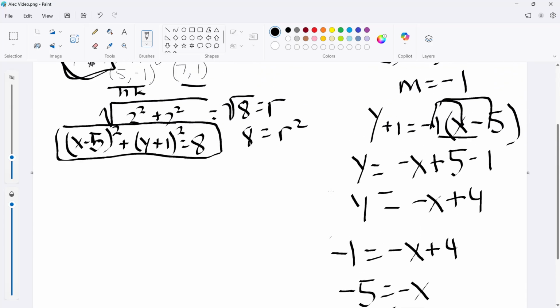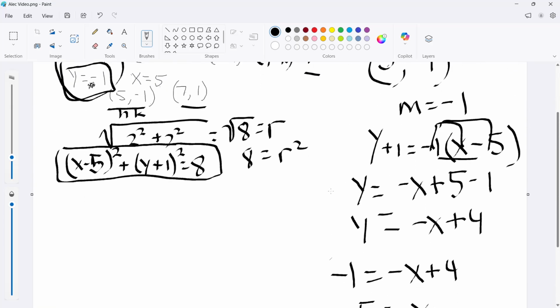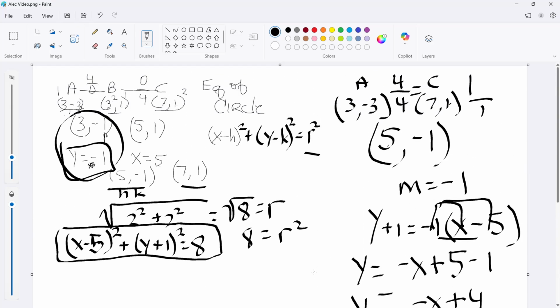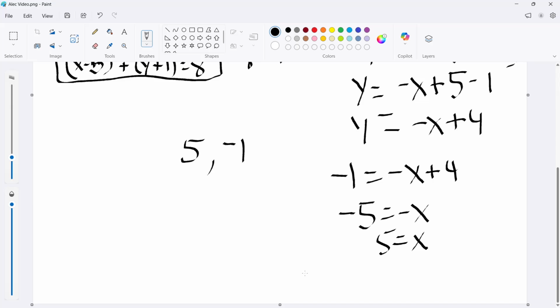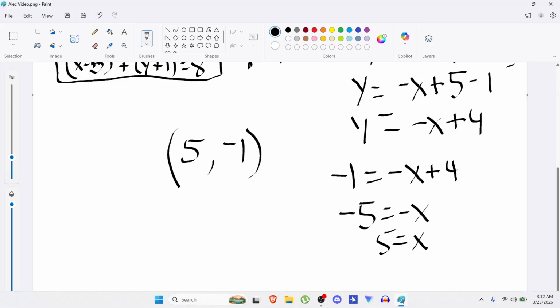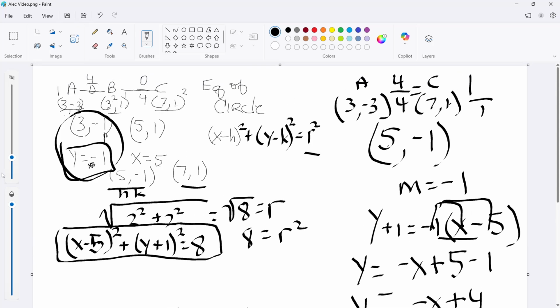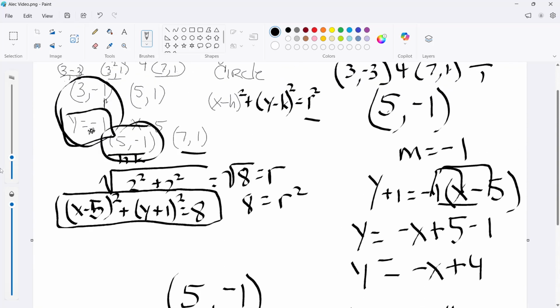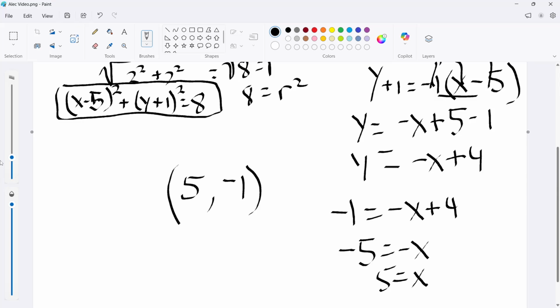So now once again, I have found that the center is 5, and then the y coordinate, y equals -1, is -1. It's exactly the same as I found before. 5, -1 is the center of that circle. And then I can use that to find the distance between that and any other point. That will be the radius. Just square it. It comes out exactly the same as it did last time.